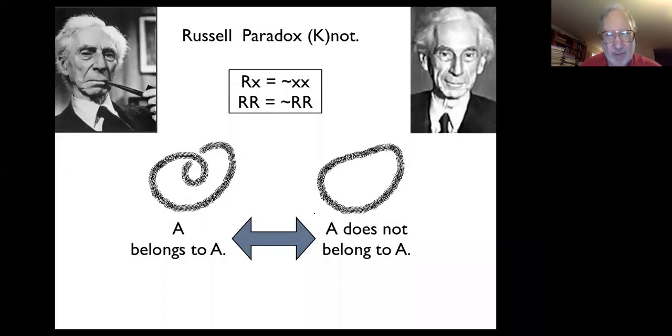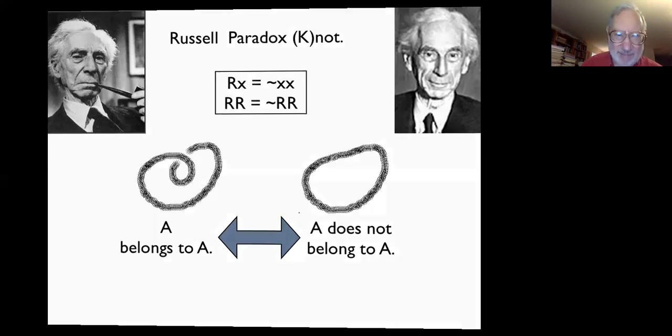Or maybe you like the Russell paradox and you don't like it, but from the point of view of these set diagrams, A could belong to A, but topologically, you can remove it. So no problem with that at that level.